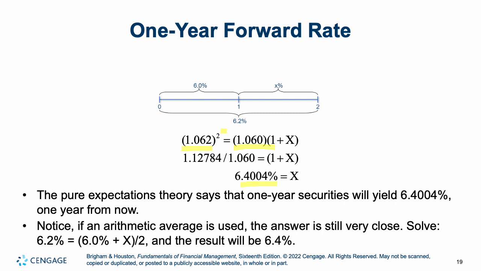If we used an arithmetic average, remember the 2-year rate is 6.2. 6.0 plus x divided by 2 is equal to 6.2. You would get 6.4. So if you use the arithmetic average, it's going to be very close as well. So that's how you can use the yield curve to determine rates in the future.